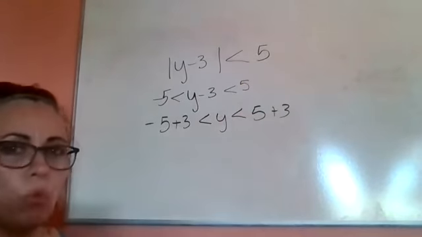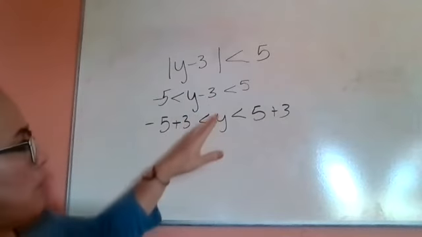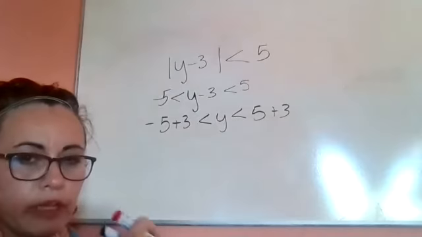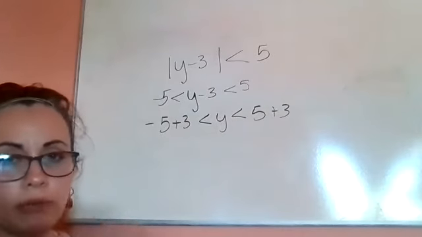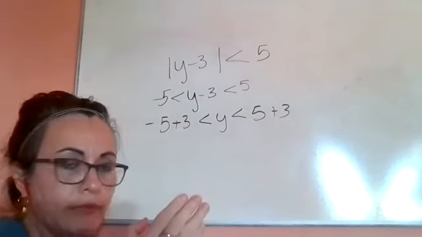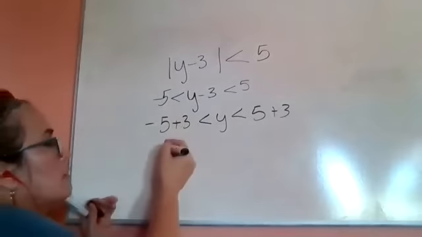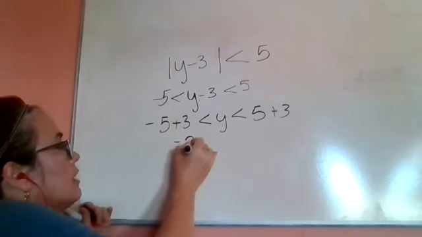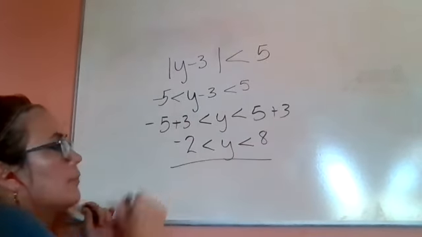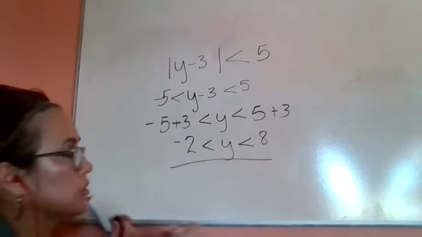You may say, but if the number that was next to the y was negative, why didn't we flip the symbol? Because it was not multiplying, it was not dividing. That's the rule. Only when it's multiplying or dividing, we do that. Let's solve this, and we get negative 2, 8. We already have the limits for this graph.